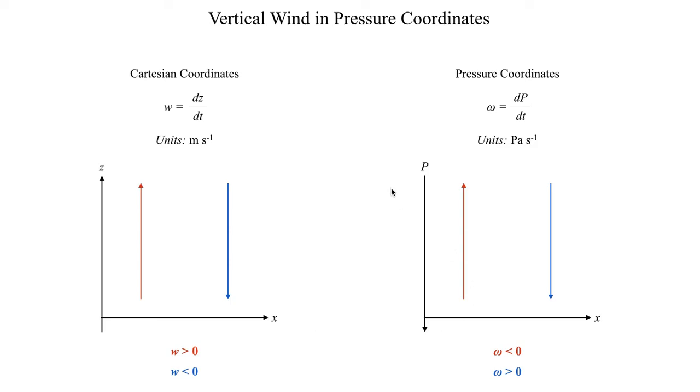But let's extend this topic a little bit and talk about how we can relate the Cartesian vertical velocity to the vertical velocity in pressure coordinates. There must be some sort of relationship here, because as one increases, the other decreases, and vice versa. And that mathematical relationship is what we're going to look at now. So again, omega is defined as the Lagrangian derivative of pressure.